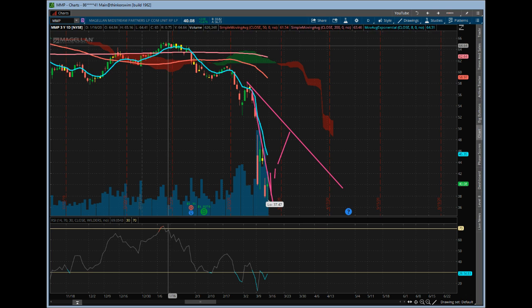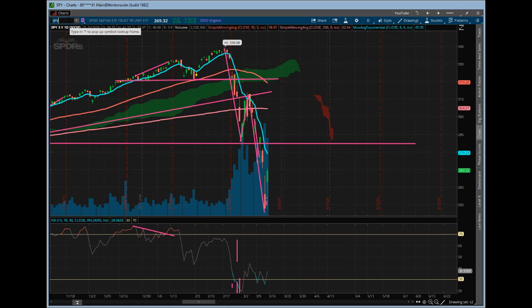SPY and QQQ. No, you're good. Let's take a look. So SPY. Again, with all this stuff that we've seen, SPY had a nice candle. It kind of filled into the gap, and left a little bit of an upper shadow, not increased volume.